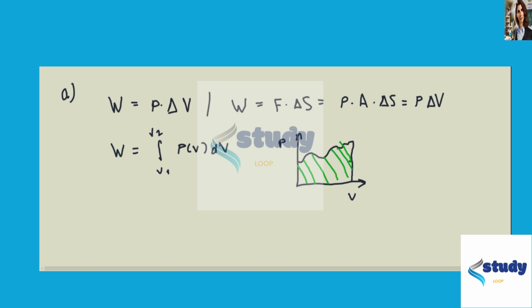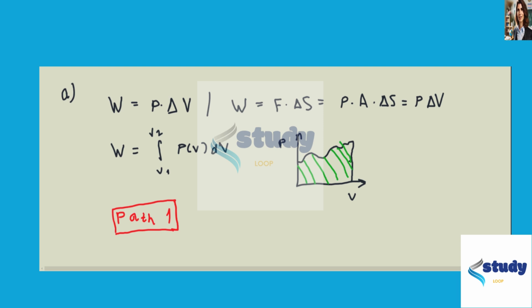And when we observe the given figure, we can see that path 1 has the largest area under the curve. Therefore, the final answer is that path 1. This is the answer for part A of the problem, that this is the path along which the greatest work is being done.